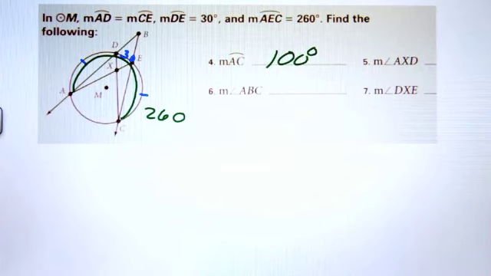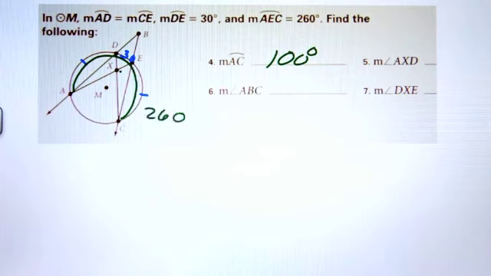Fantastic. Now, what about angle AXD? We got a problem. X is not the center of the circle, and it does not lie on the circle, so it's one of those angles that is inside. So we've got to add two arcs together. Here's the problem: I don't know what the measure of either one of those arcs is.